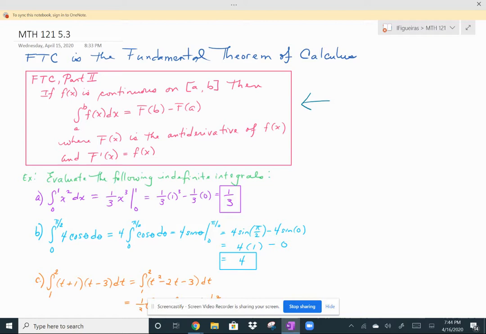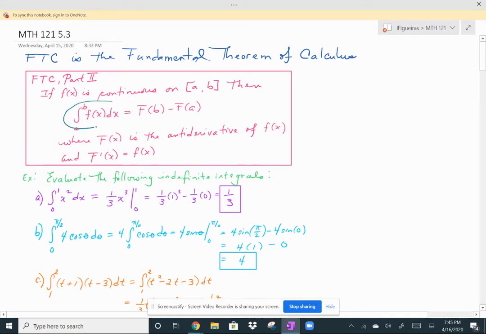So part 2 says that if f of x is continuous on a closed interval from a to b, then the integral from a to b of f of x dx is capital F of b minus capital F of a. Well, what is capital F? Remember, that's the antiderivative of little f of x. And if that's true, then capital F prime of x must equal little f of x, because derivatives and integrals are opposite operations.